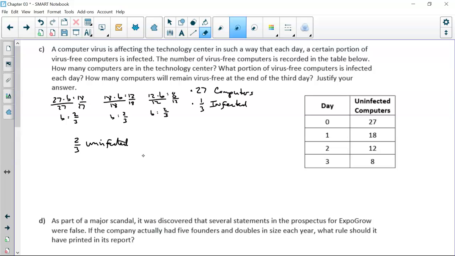How many computers will remain virus-free by the end of the 3rd day? So by the end of the 3rd day, we have 8 computers virus-free. Now, if you're looking at the beginning of the 4th day, what you would do is 8 times 2/3 to the 4th.